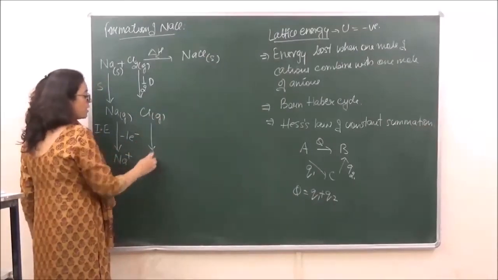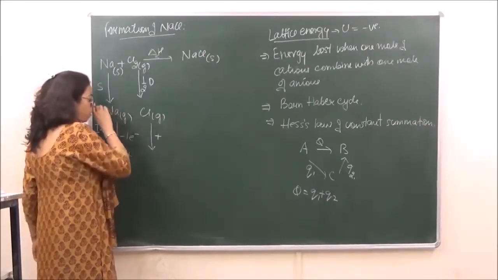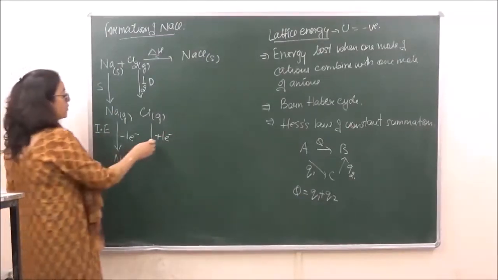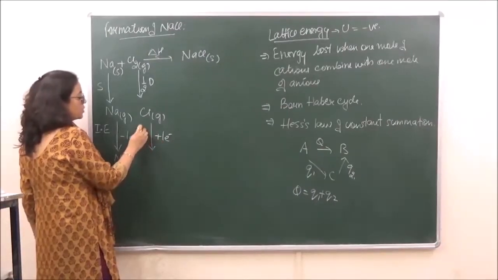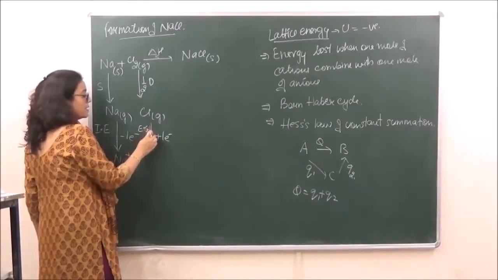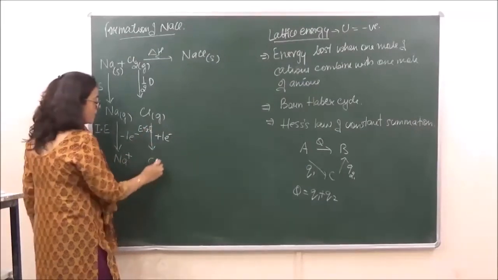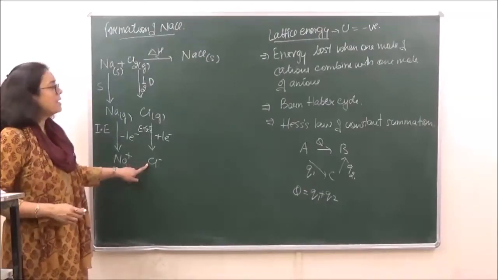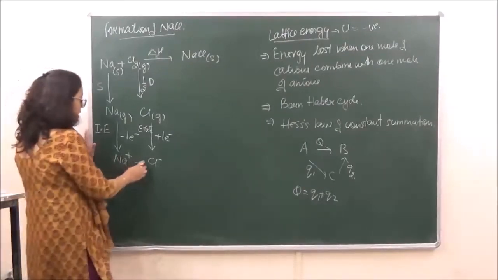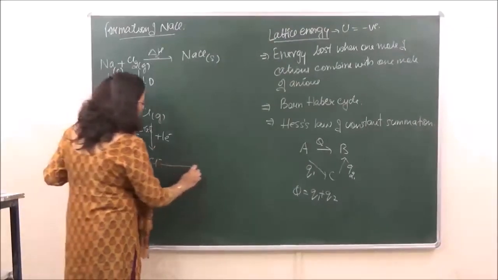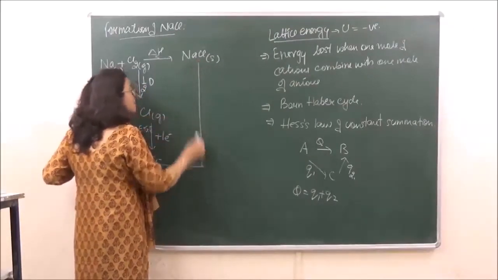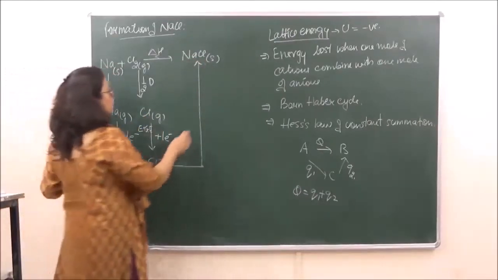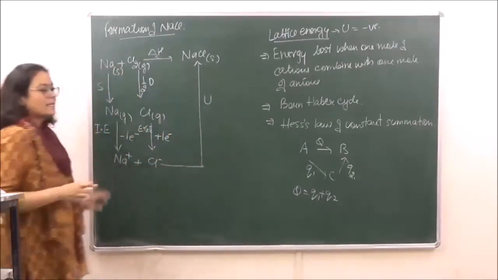In order to convert it into an anion, we add one electron. When we add this electron, the energy involved is the electron gain enthalpy, to give us Cl negative. Now we have two ions, Na positive and Cl negative. Both these ions combine together to give us NaCl, and the energy released here is known as lattice energy.